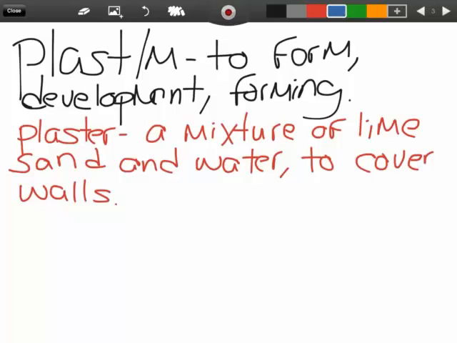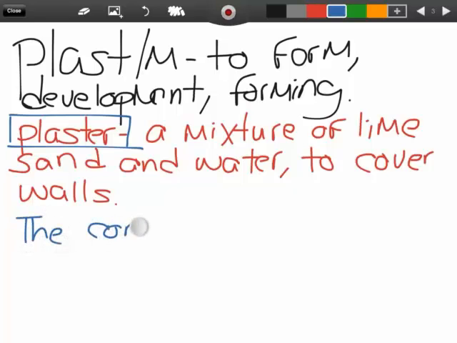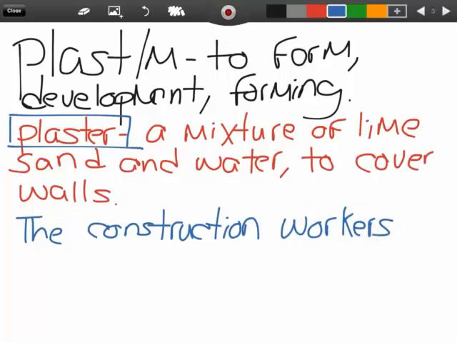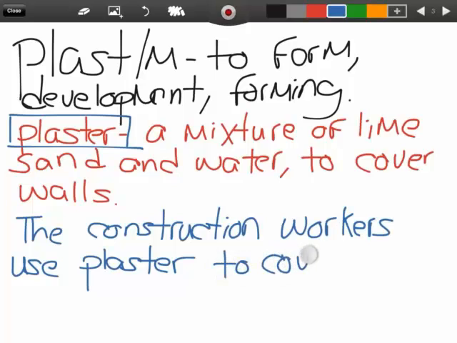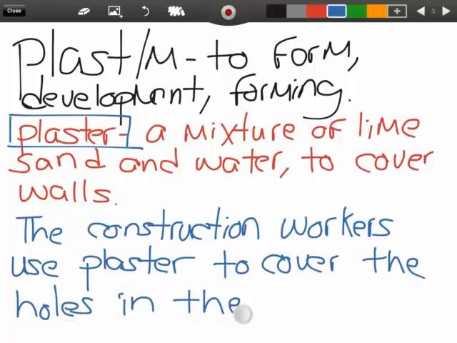I'm going to use plaster in a sentence. I'm going to read that to you. The construction workers use plaster to cover the holes in the wall.